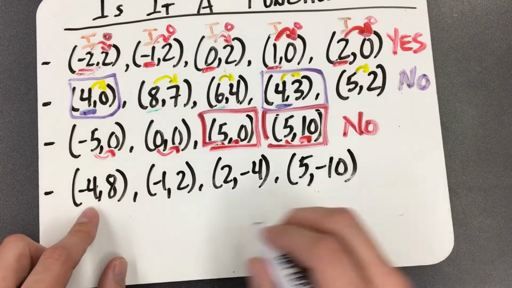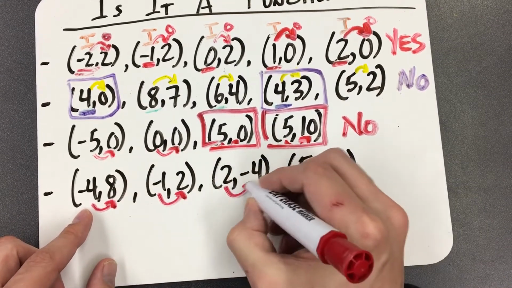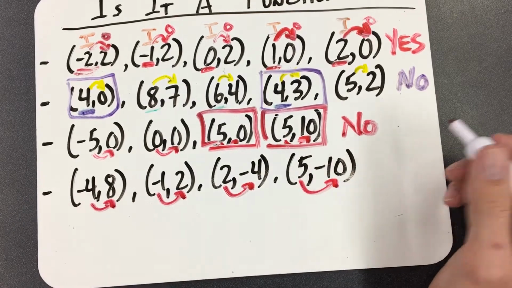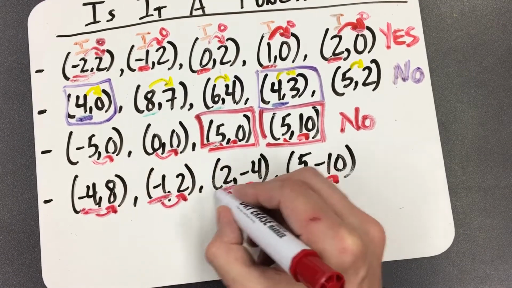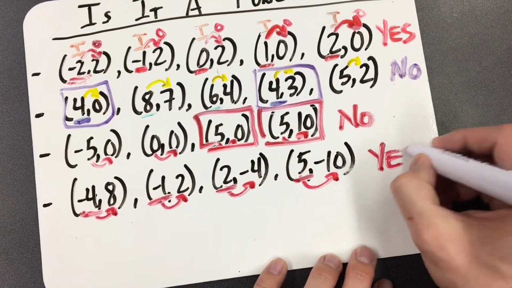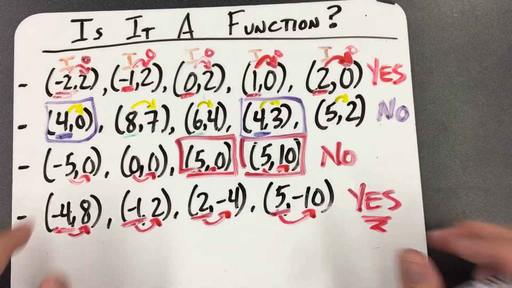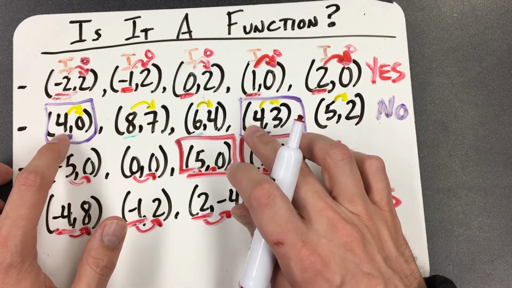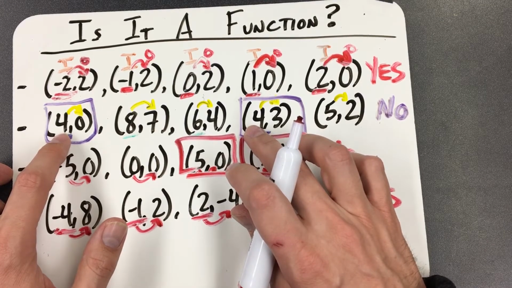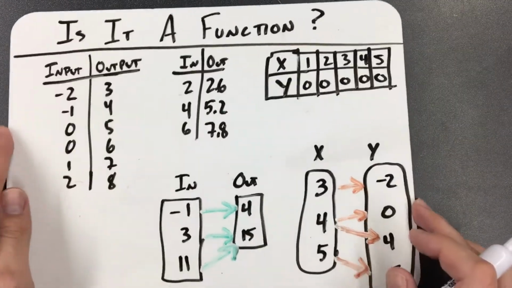And then one more down here. -4 matches up with 8. -1 matches up with 2. +2 matches up with 4. 5 matches up with -10. I didn't even have any numbers repeat in this. All of my inputs are different. Look, -4, -1, +2, +5. That is completely good. This is a function. Okay, hopefully that kind of clears it up a little bit. Remember, the key thing to look for is, does the input ever show up twice? Do you have the x-coordinate show up more than one time? That is kind of your big giveaway.